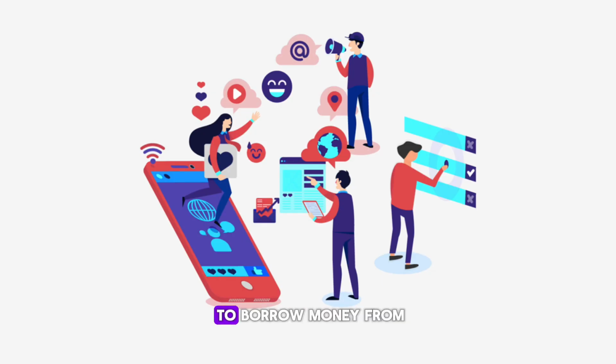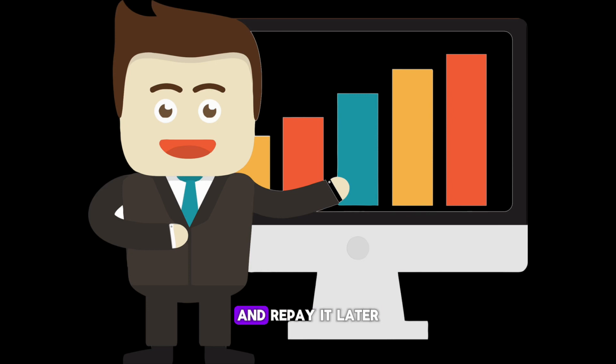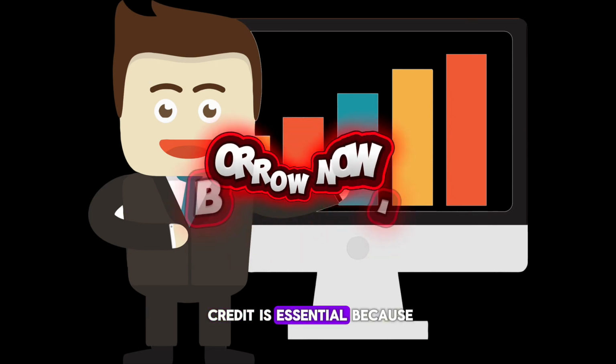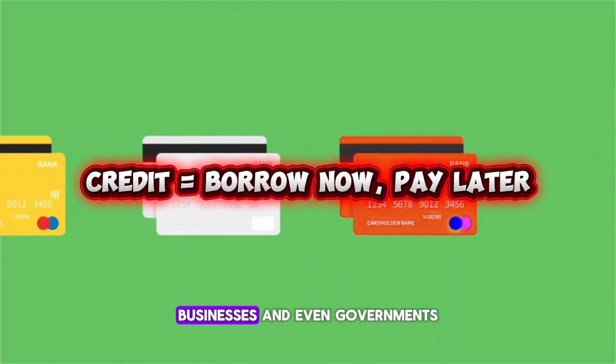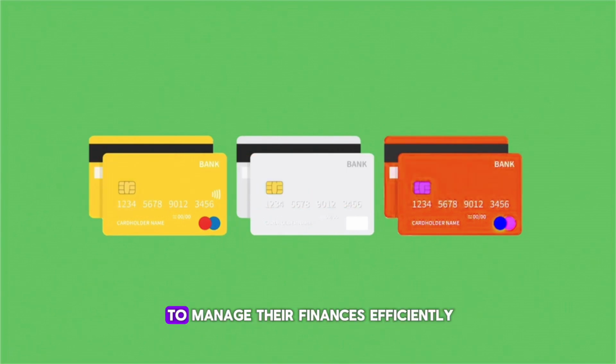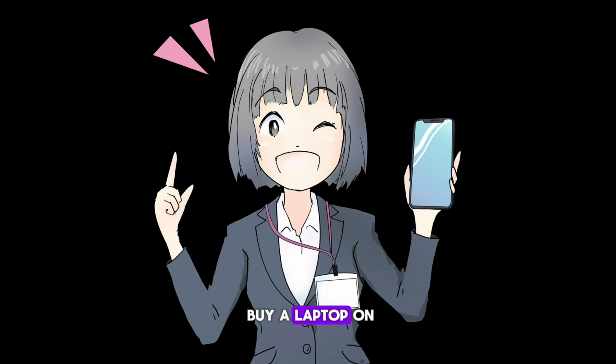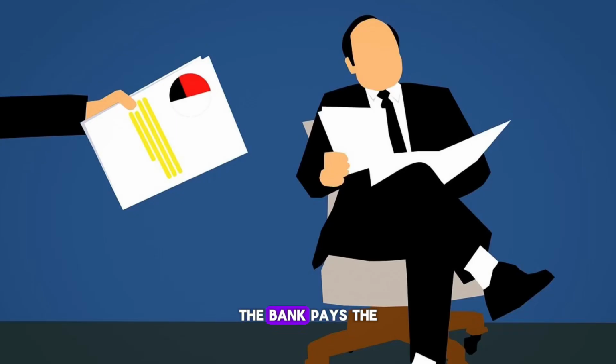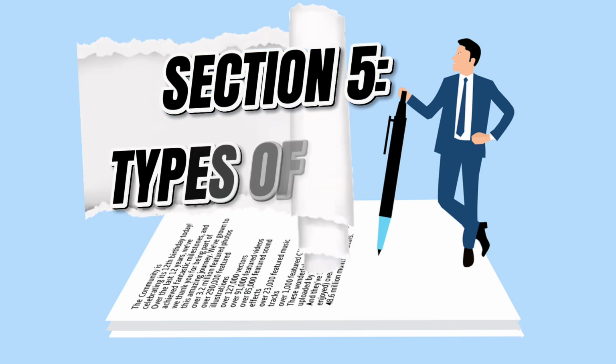Credit is the ability to borrow money from a bank or lender and repay it later. Credit is essential because it helps individuals, businesses, and even governments to manage their finances efficiently. For example, you buy a laptop on a credit card. The bank pays the store immediately. You repay the bank later.